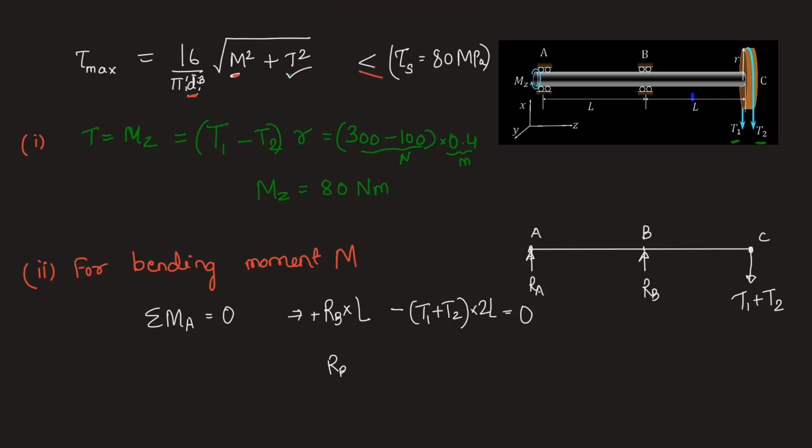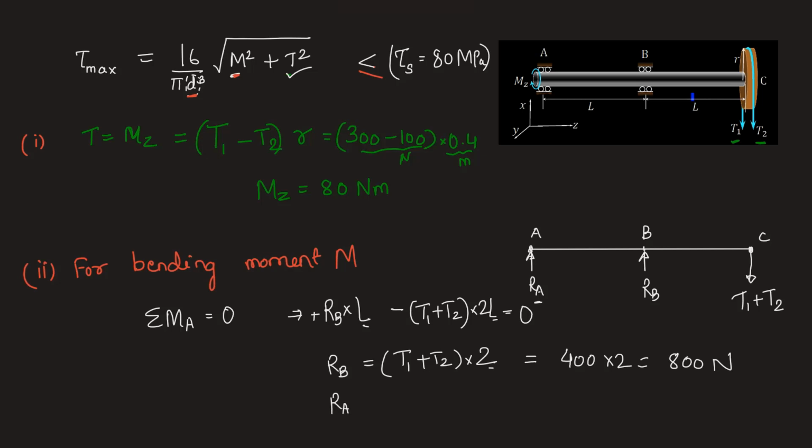Let's rearrange and find RB. RB will be equal to (T1 plus T2) into 2, because dividing L throughout we'll get 2 here. This will be equal to, T1 is 300, T2 is 100. So we have T1 plus T2 as 400 into 2. RB is 800 Newton. Now we can find RA from here.